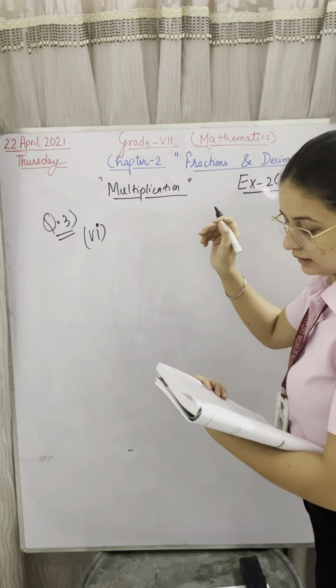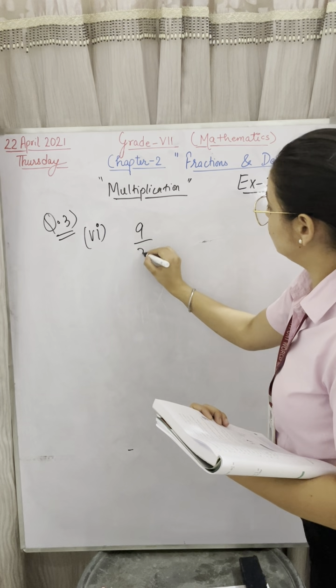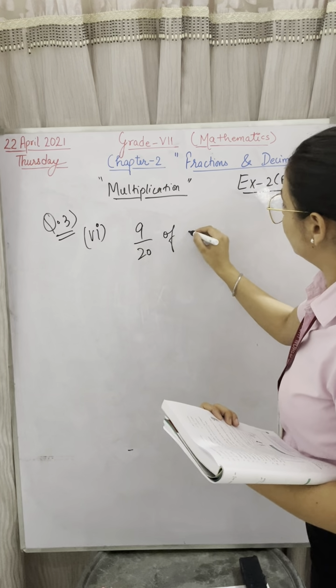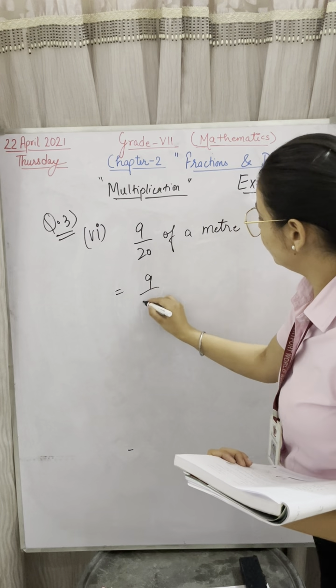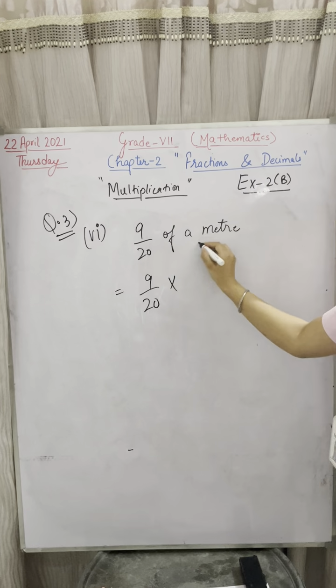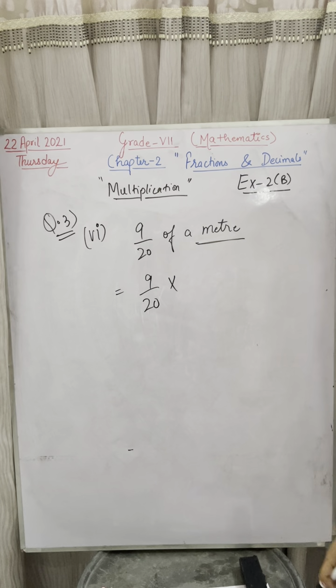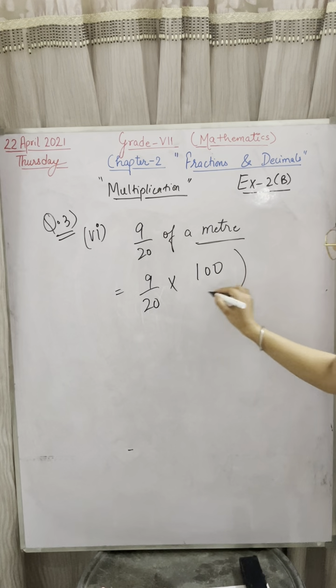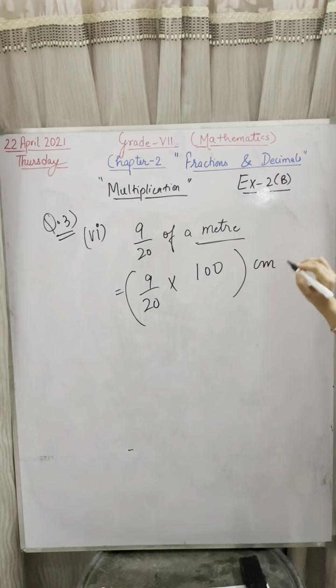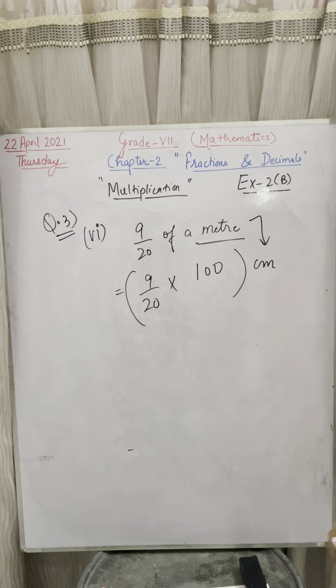6th part. 9 upon 20 of a meter. Of means multiply. How many centimeters are there in a meter? Yes, that is 100. I write 100, and outside the bracket I write centimeter. I have converted meter into centimeter.